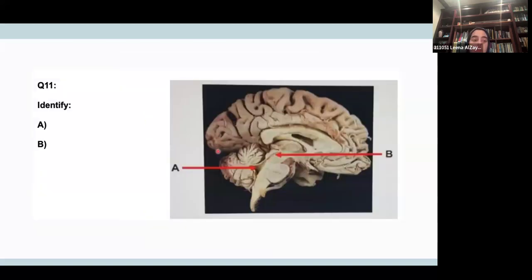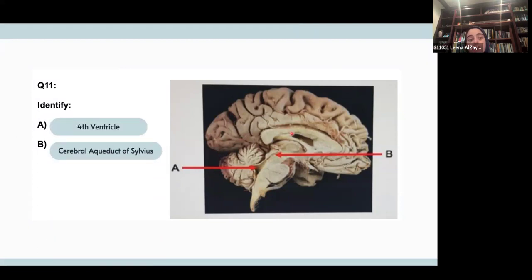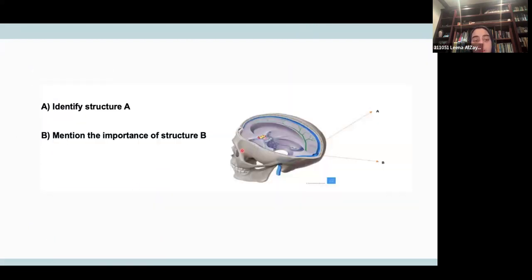So now this question about identification. So this would be which aqueduct and what ventricle here? Yeah, so it's the fourth ventricle and cerebral aqueduct. So exactly, fourth ventricle and cerebral aqueduct of Sylvius.